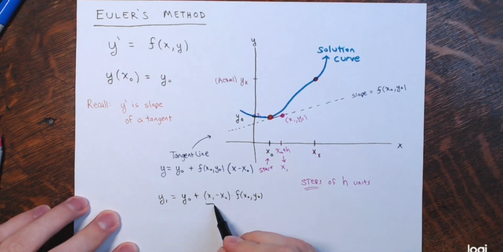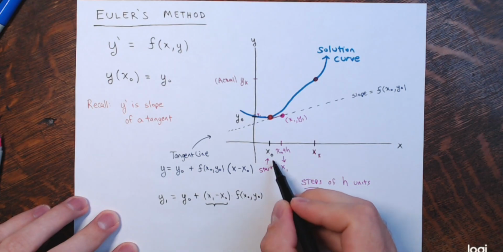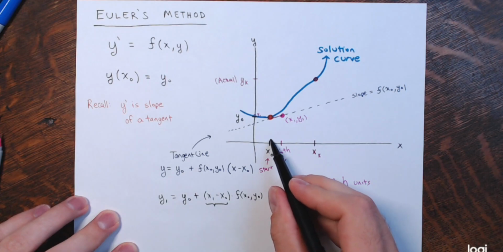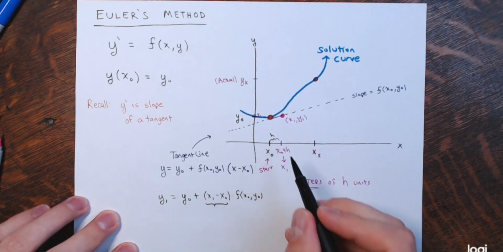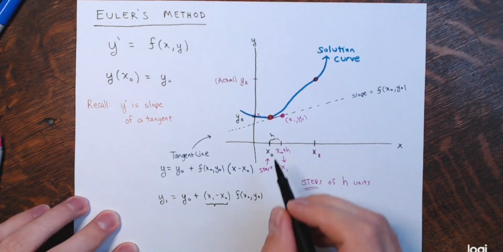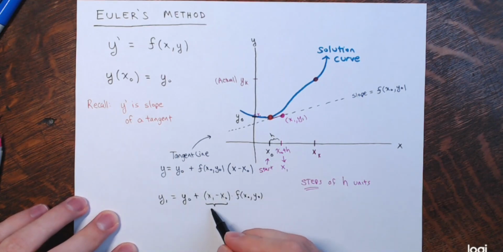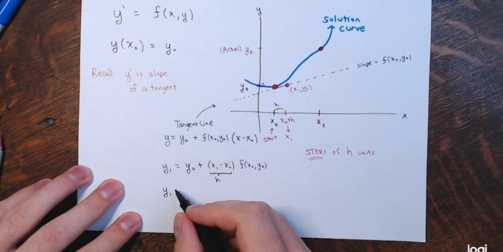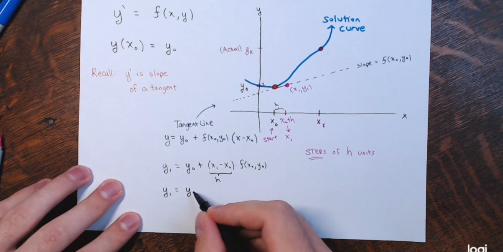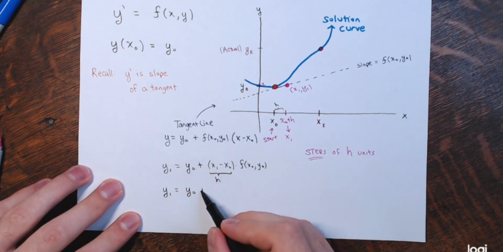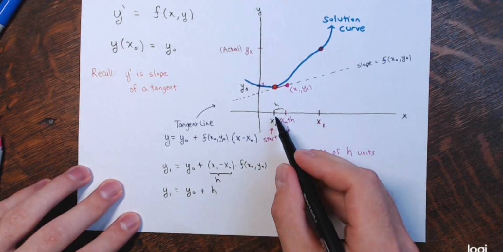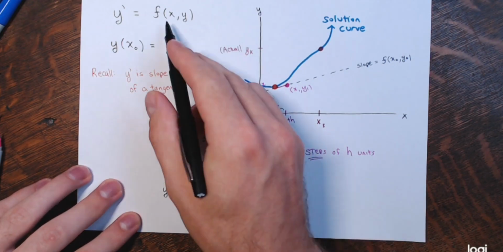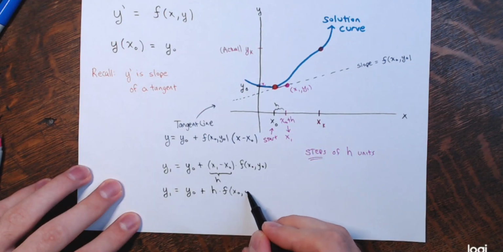And this x1 minus x0, that's the length of this step, the h units step that I'm taking to the right here, or to the left if h were negative. This is just h. So the value of y1 is equal to the value y0 that I started at, plus h, the length of my step, my change in horizontal position, times f of x0, y0.